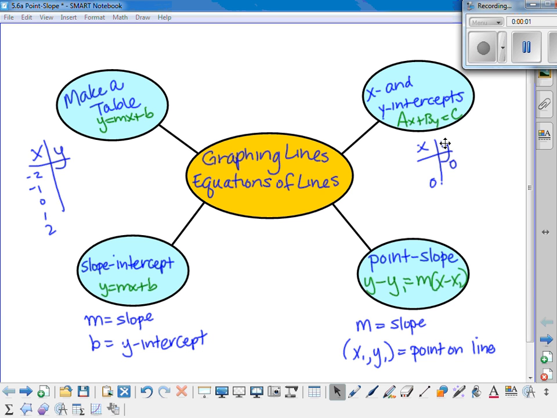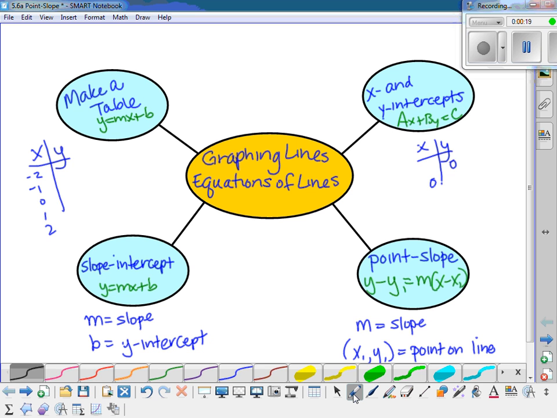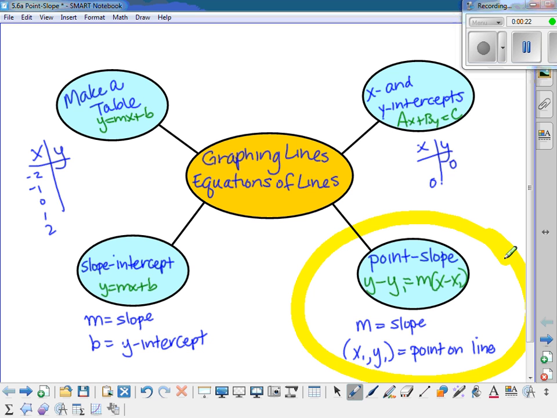Okay, so prior to today, we've had 3 ways of graphing lines. We've made a table, we've used the x and y intercepts when it was in standard form, and then we used slope intercept, y equals mx plus b. And so the new one today is going to be point slope, which is y minus y sub 1 equals m times x minus x sub 1. M is the slope, and x sub 1, y sub 1 is a point on the line.